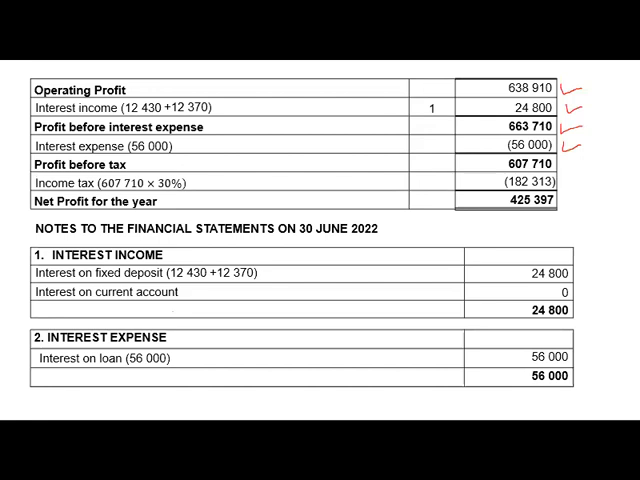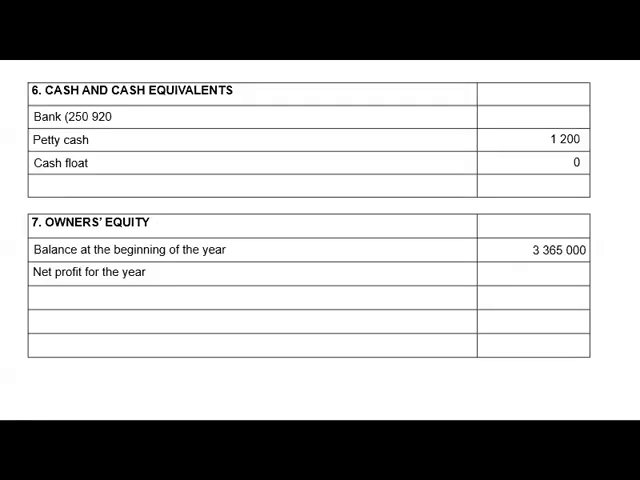It'll give you your net profit for the year, which is 425,397. That amount, I'm going to put it in my owner's equity as my net profit for the year, and that will be 425,397. You add your capital to it. And when you add your capital contribution, which was not recorded, by the way, I will also increase my bank by the same amount because this was not recorded.